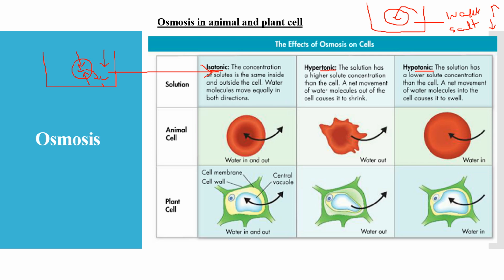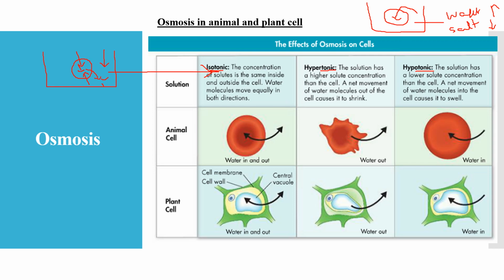Means in isotonic solution, inside the cell and in the beaker, they are in the equilibrium state and there is no net movement. Whereas in hypertonic solution, the water in the solution is less and the salts are more, so water will move from inside of the cell to outside, whereas hypotonic is just the opposite of hypertonic solution.